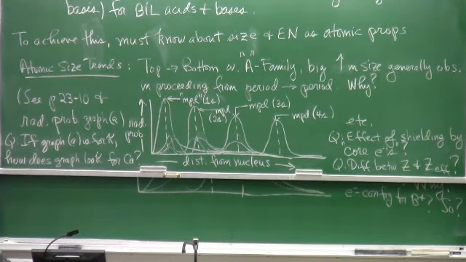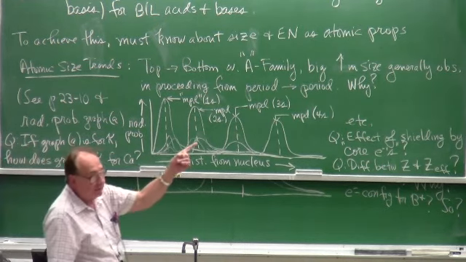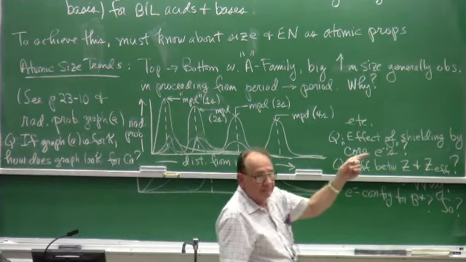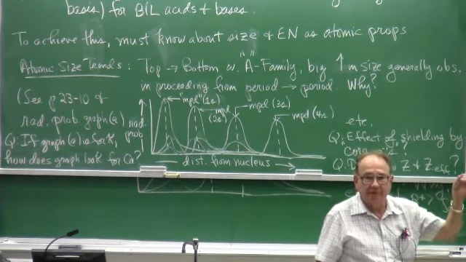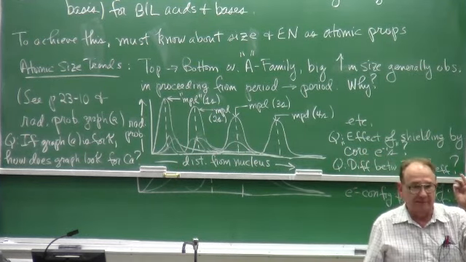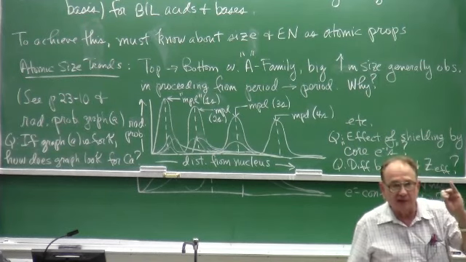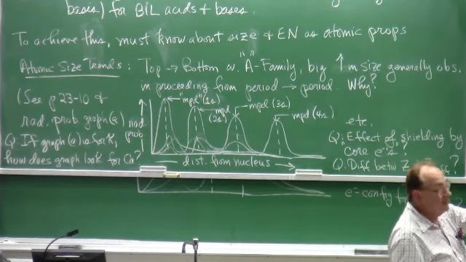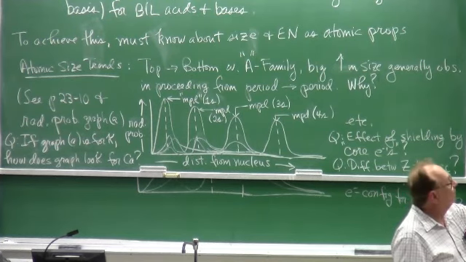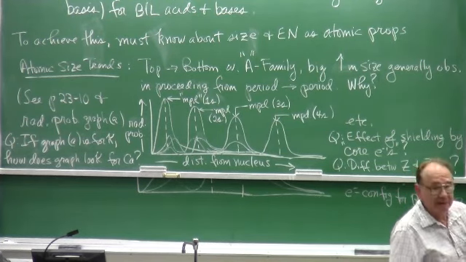Main trends as you go from top to bottom inside an A family. From period to period for the atoms inside that family, you usually observe a significant expansion in size. Sodium atom, a lot bigger than lithium atom. Potassium atom, a lot bigger than sodium atom.